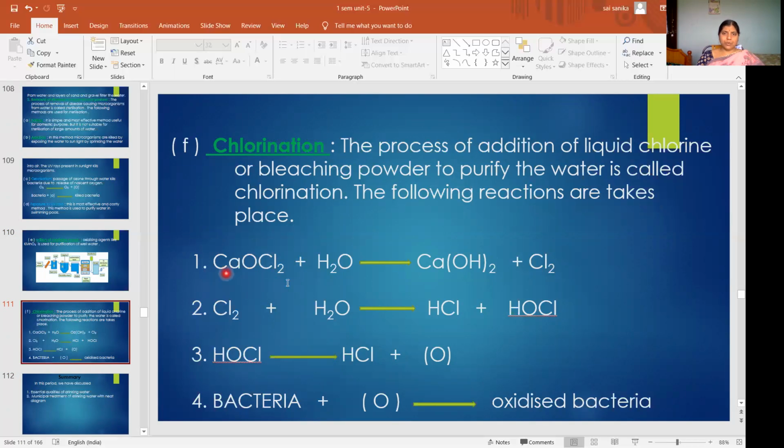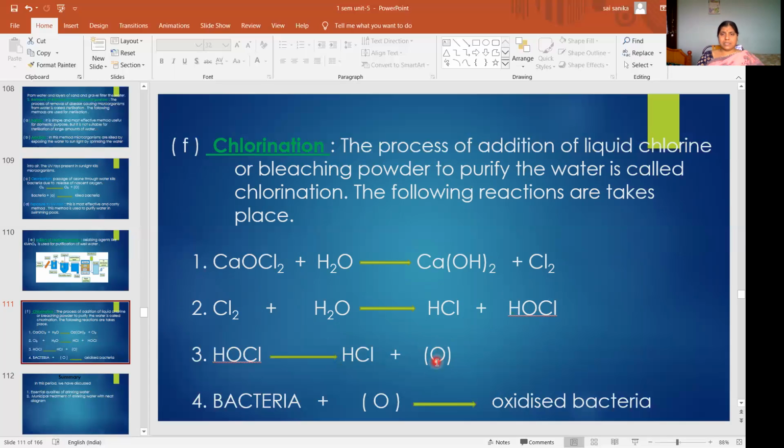So when you add bleaching powder to water, what happens? This bleaching powder will react with water and produces calcium hydroxide and chlorine. And this chlorine again reacts with the H2O water molecule. Then it will be converted into HCl and HOCl. This is hydrochloric acid and this is hypochlorous acid. And this is unstable. So what it will do? It will again ionize and forms HCl and nascent oxygen. As it is unstable, they dissociate and form HCl and nascent oxygen.